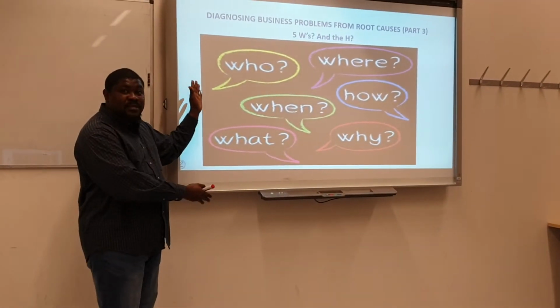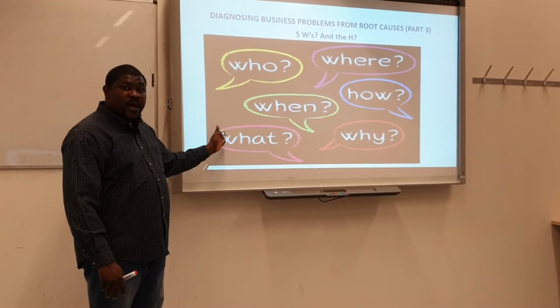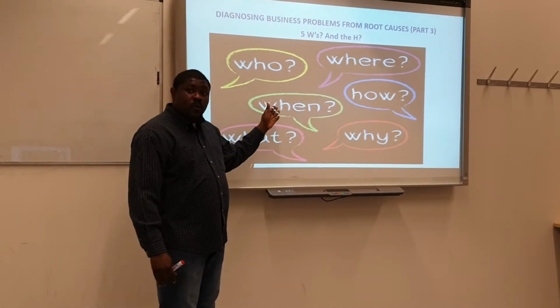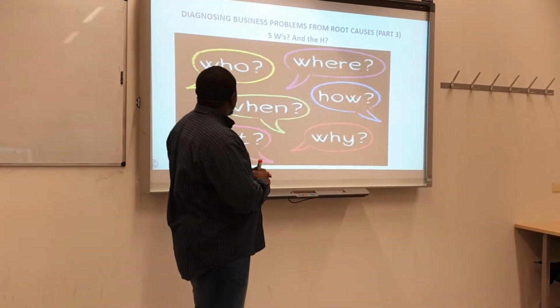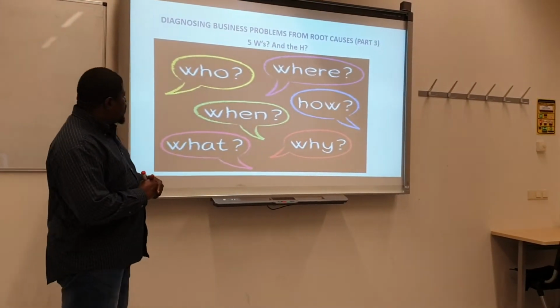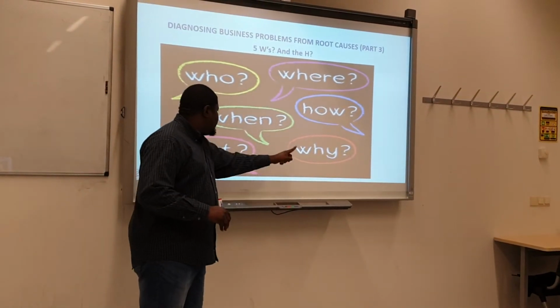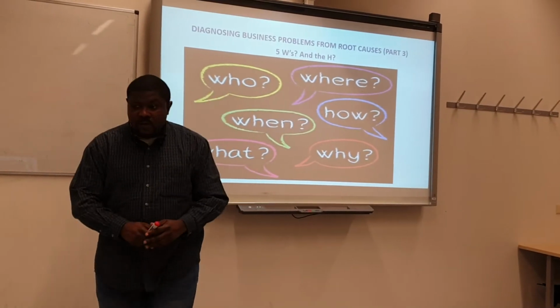As you already guessed, on the board we have 5 W's and the H. W number 1, the what. What is the problem? W number 2, the when. When is it a problem? W number 3, why. Why is it a problem? W number 4, where. And W number 5, who. 1, 2, 3, 4, 5. 5 W's and the H. How? How do we solve the problem?